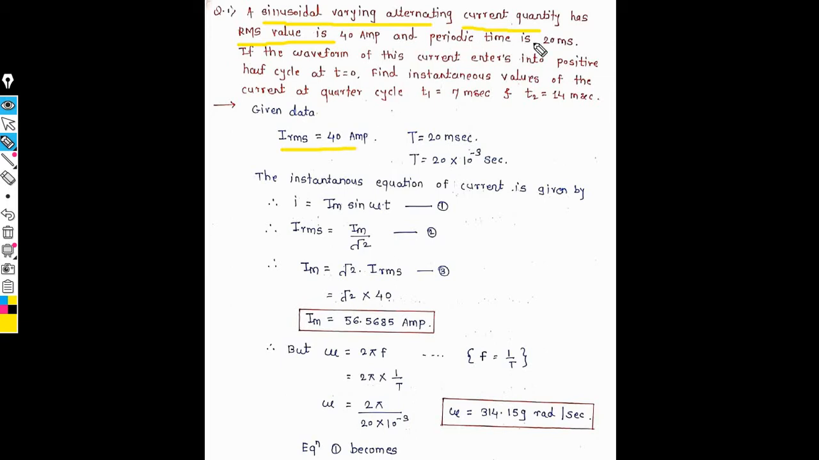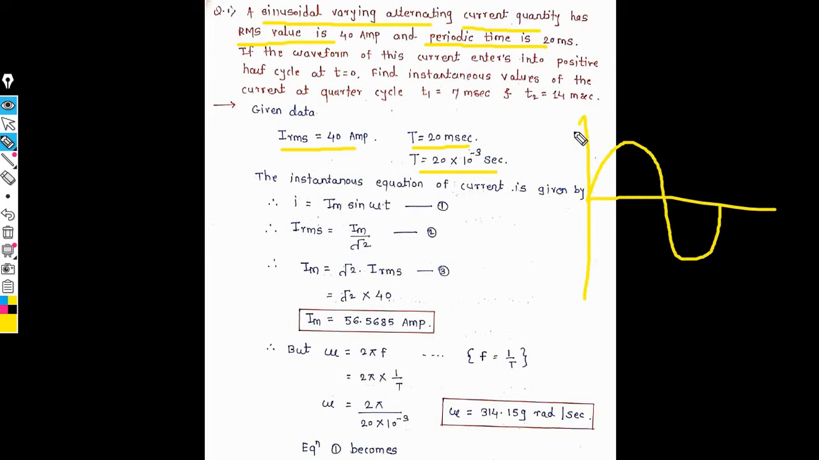Then the periodic time is 20 millisecond, that is capital T is equal to 20 millisecond. Converted into seconds, T is equal to 20 into 10 raised to minus 3 second. That means time will be converted from millisecond to second. Then the instantaneous equation of the current can be obtained with the help of the sinusoidal wave.